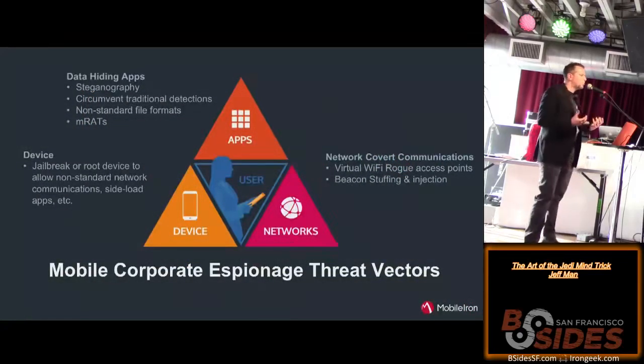So if we take a look at the mobile corporate espionage threat vector landscape, certainly there's a lot of risky behaviors and malware that we've seen, in particular recently around mobile apps. In the next few slides, I'll talk a little bit more about mobile RATs, or mobile remote access Trojans, and talk about some of the behaviors that we see on an ongoing basis. And then we'll talk more broadly about the data hiding apps that are out there.